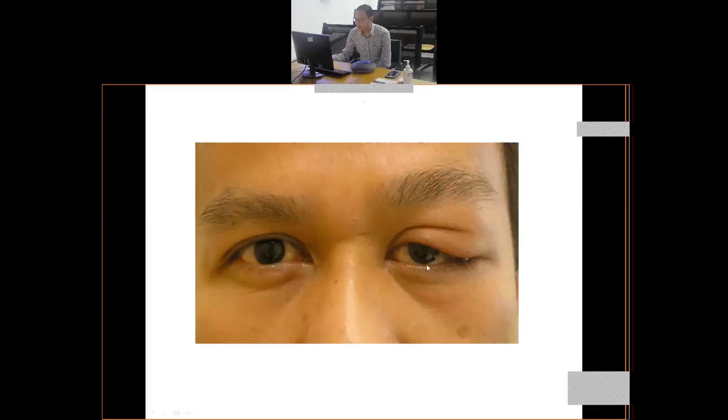You can see in this picture there is swelling and drooping of the upper eyelid. There is characteristic S-shaped curve. Okay, this is a case of acute dacryoadenitis.